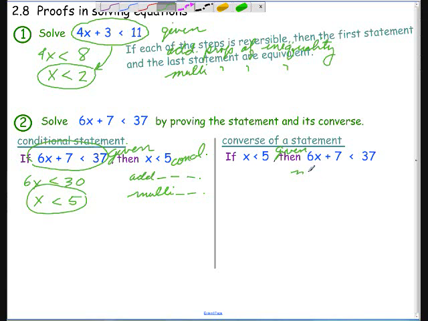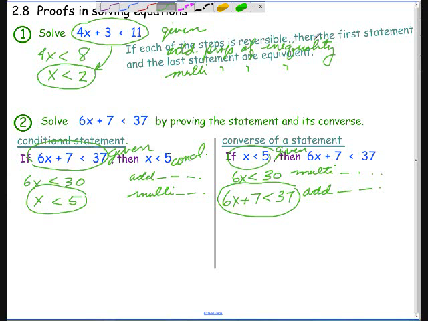And now I'm going to use, remember I'm doing everything in reverse. So this was the last thing I did. Now I'm going to do that to the given. And I'm going to multiply x and 5 by 6, so I'll get 6x is less than 30. Then I will use the addition property, and I'm going to add 7 to both sides, so 6x plus 7 less than 37. I was able to reverse it.